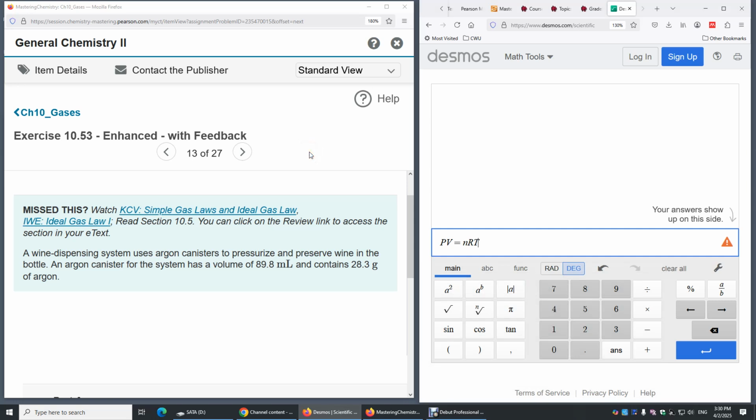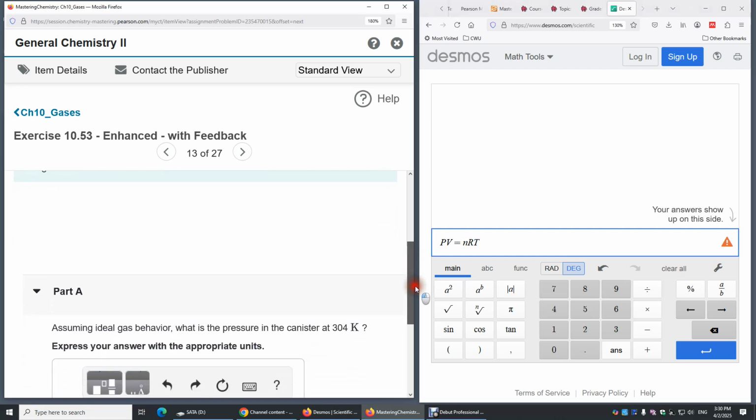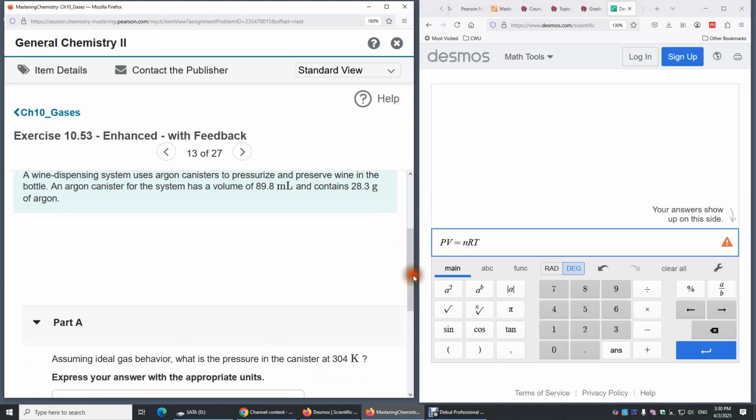Chapter 10 Gases. Exercise 10.53. A wine dispensing system uses argon canisters to pressurize and preserve wine in a bottle. An argon canister for the system has a volume of 89.8 milliliters and contains 28.3 grams of argon. Assuming ideal gas behavior, what's the pressure in the canister at 304 Kelvin?